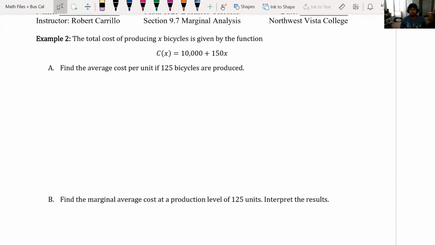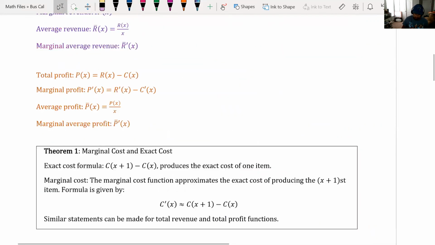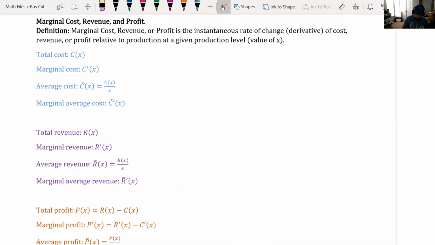Two, the total cost of producing x bicycles is given by the function C of x equals 10,000 plus 150x. Find the average cost per unit if 125 bicycles are produced. So we're just looking at average cost. Go back up. Average cost is given by C bar of x, which means it puts the cost function over x. So that's what we're using there. So back down.